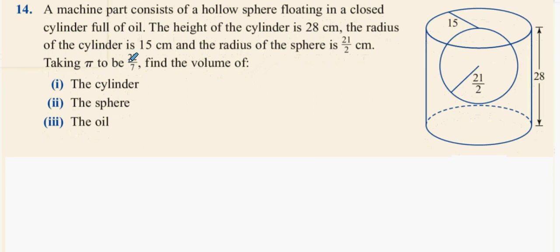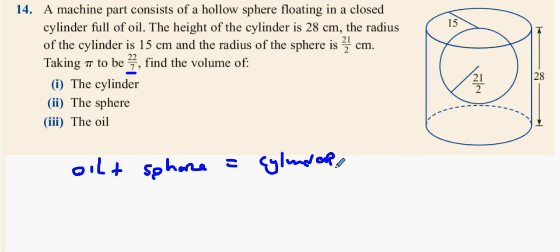Pi is 22/7. Okay, you have a cylinder, and in the cylinder it contains liquid oil and it also contains a sphere. Is everybody happy with that? Would everybody agree that the volume of the oil plus the sphere has to equal the volume of the cylinder? Does that make sense? Because the cylinder contains the oil and the sphere.